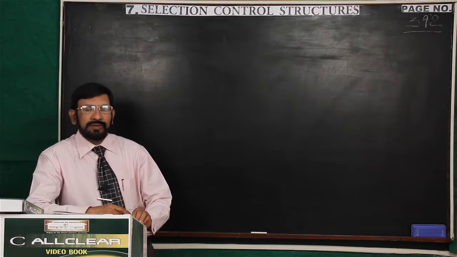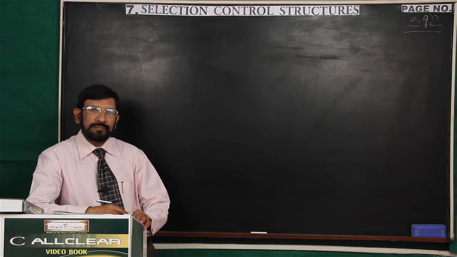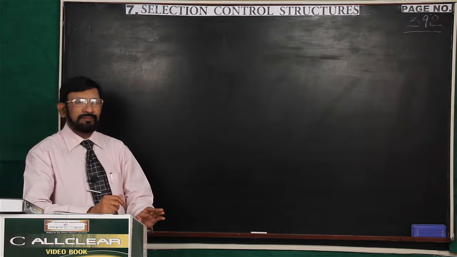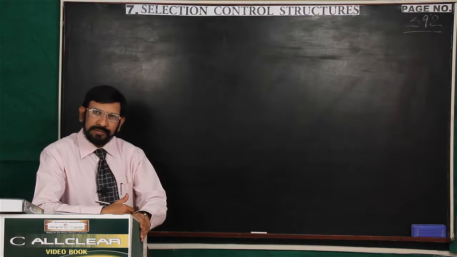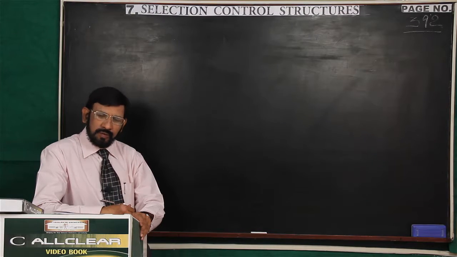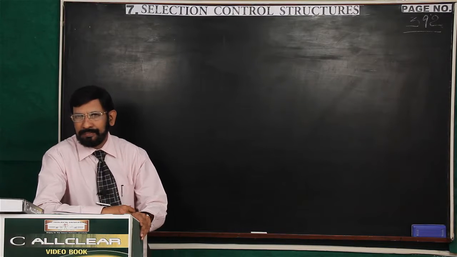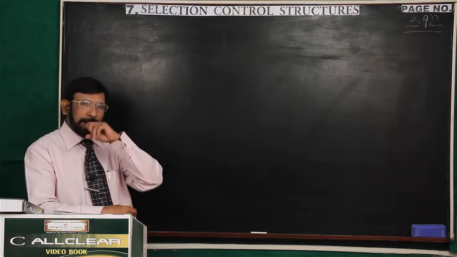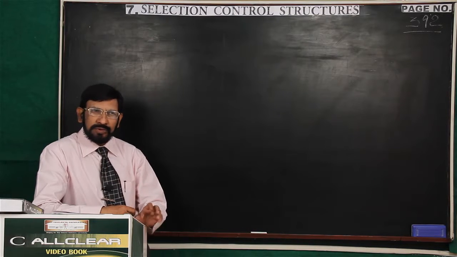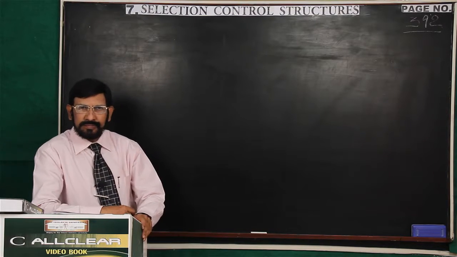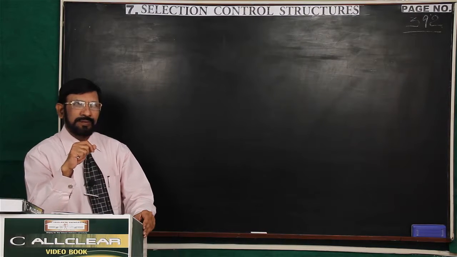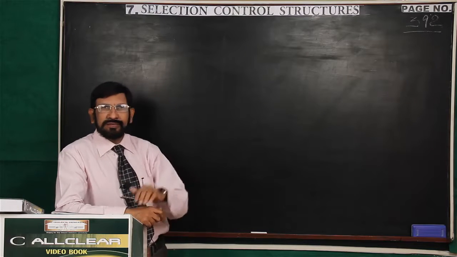Today we take up the 7th chapter, Selection Control Structures. So far we have completed 6 chapters. In the first 5 chapters we learned all the basic concepts of C language formally and practically. There are around 100 concepts and 100 programs. If you study all the concepts and execute the corresponding programs, you own the corresponding concept.